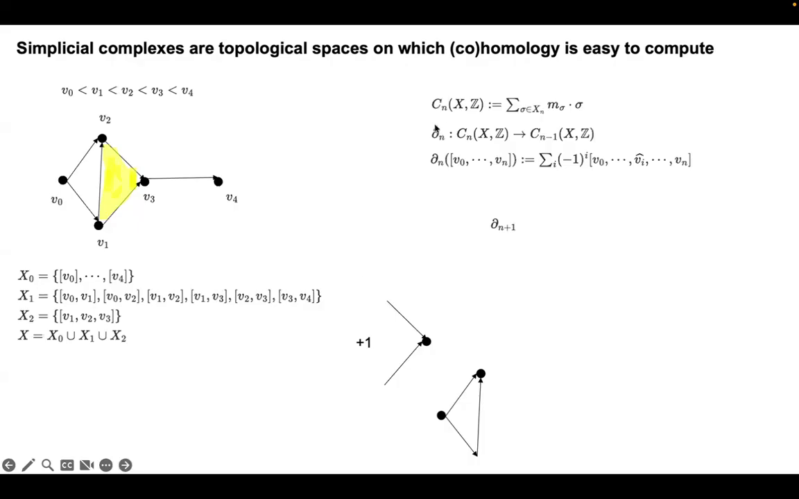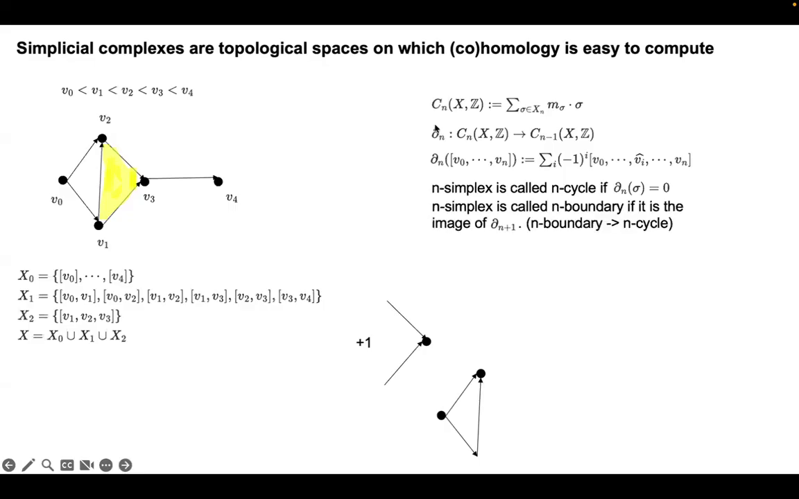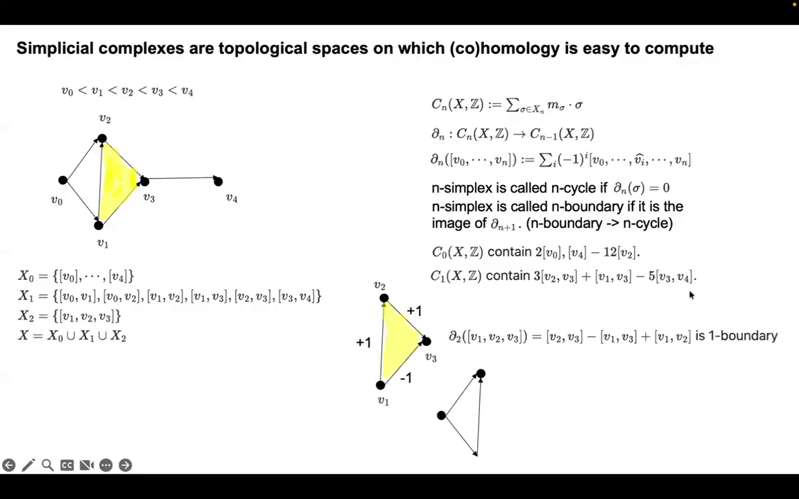In this case, we can consider the chain complex. Let me give some examples. The zero chains contain, for example, V0 twice. This kind of formal sum are all elements of C0, the space of zero chains. For example, V4 minus 12 V2 could also be an element of C0. C1 could be a formal sum of V2V3, V1V3, or V3V4.